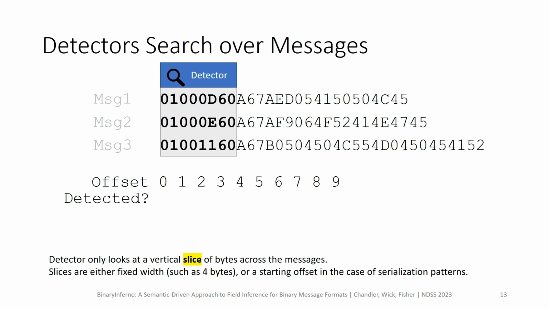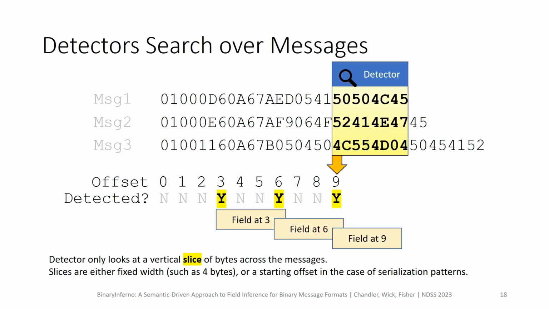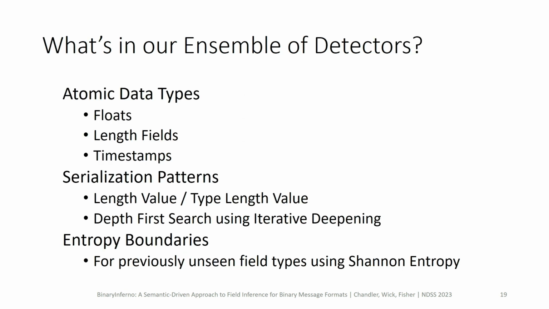The model of our detectors is simply that they're simple programs that look over a vertical slice across the messages and try to make a decision as to whether or not this slice corresponds to a particular type. And as they move across, eventually they find, hey, I think this region right here is a field of some type, maybe a float. We move them across the entire range of messages, and they find all the clues. So what are some of these detectors we've got here?